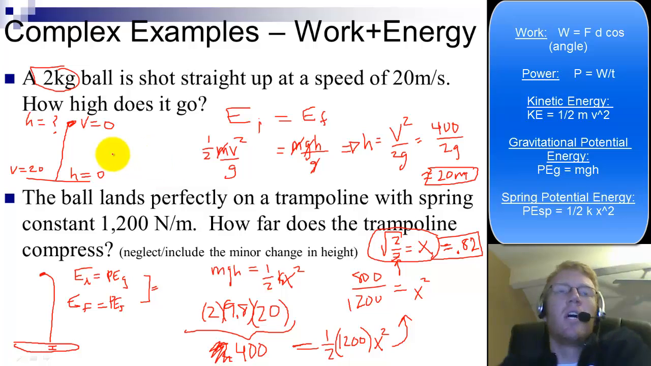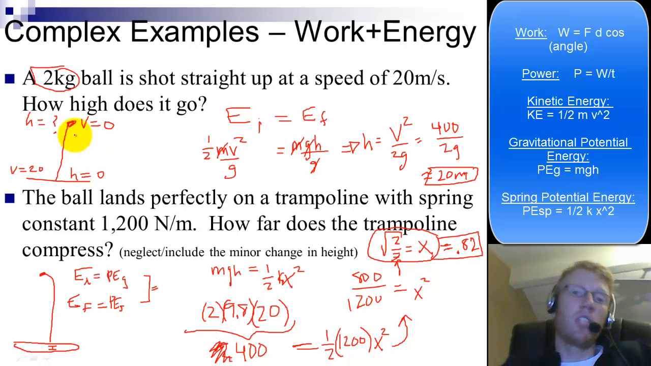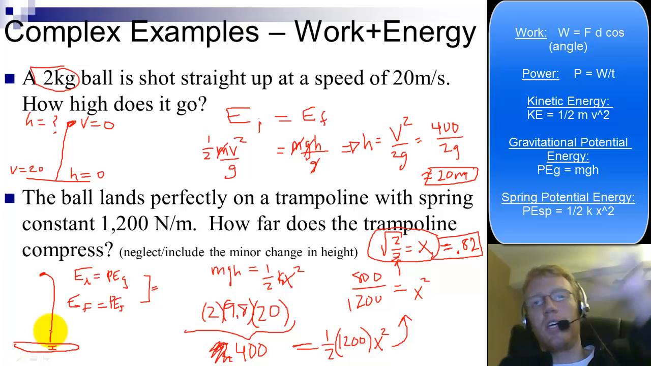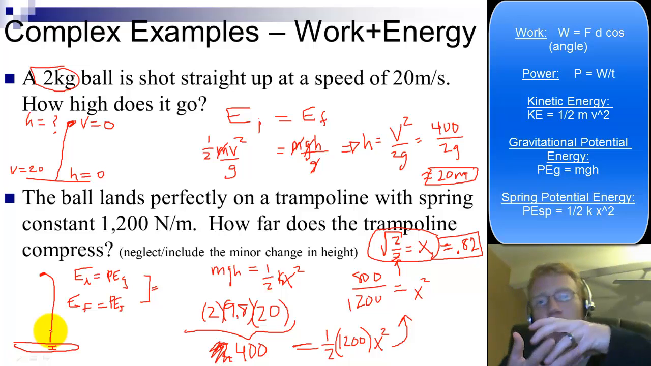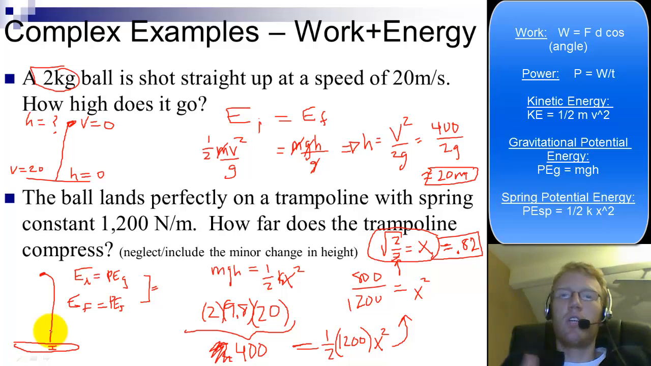So what that means is the object started off with kinetic energy, goes up into the air. Kinetic energy is changed into potential energy, so at the very top it has all potential energy. As it falls back down, that potential is converted back into kinetic, and then when it hits the trampoline, the trampoline applies a force to it, which slows it down, decreasing its kinetic energy, but that causes the trampoline to stretch out, which increases the stored spring energy in the trampoline, and it would stretch out about 0.82 meters. Okay, so that's neglecting the change in height of the trampoline itself.